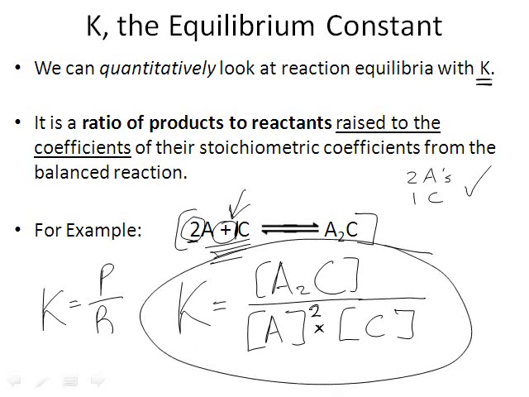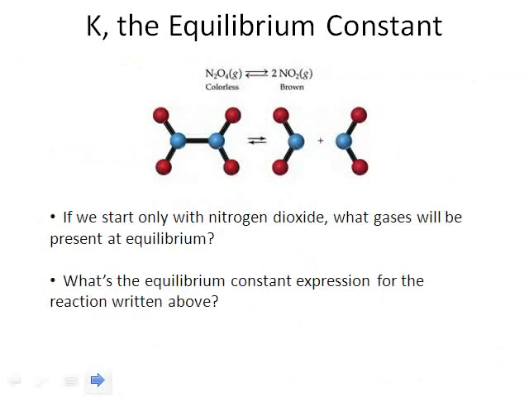Now, this is going to depend on the reaction that you're looking at. It's going to depend on the balanced reaction. So I have to give you a little bit of information if I want you to write an equilibrium constant. Now, let's try writing an equilibrium constant expression. Let's tackle the second question, then we'll tackle the first one. So we're tackling this one first. What's the equilibrium constant expression? That means we have to write our own equation for the reaction above.